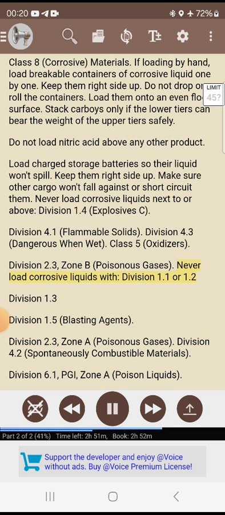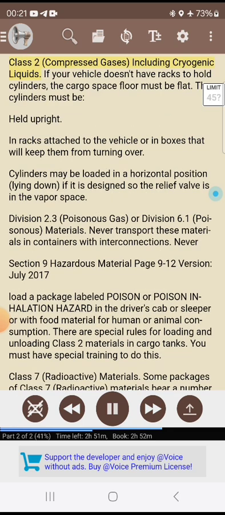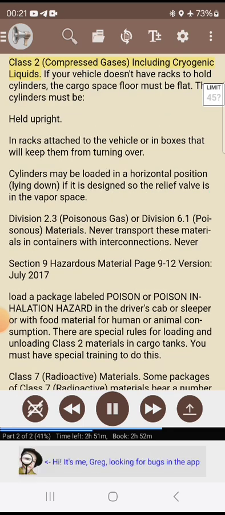Never load corrosive liquids with Division 1.1 or 1.2. Division 1.3. Division 1.5 blasting agents. Division 2.3 Zone A poisonous gases. Division 4.2 spontaneously combustible materials. Division 6.1 PGI Zone A poison liquids. Class 2 compressed gases, including cryogenic liquids.